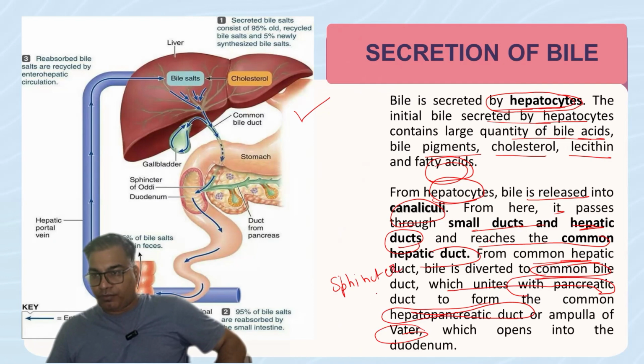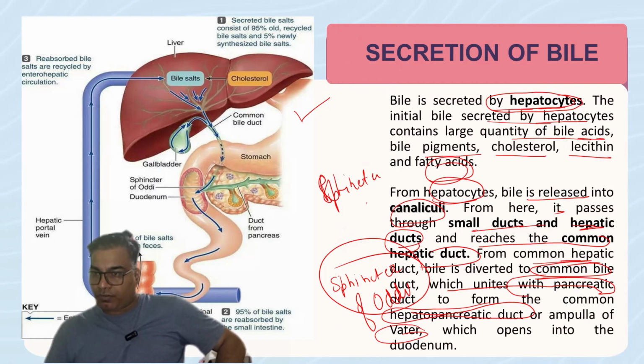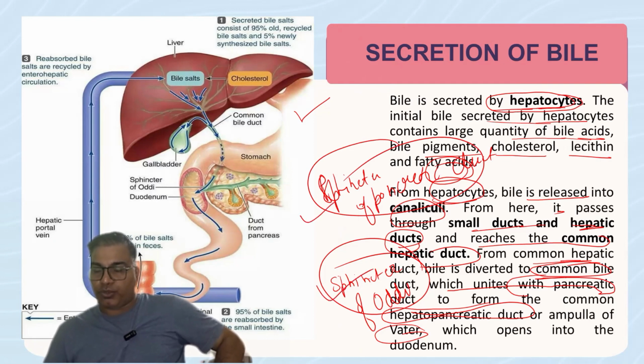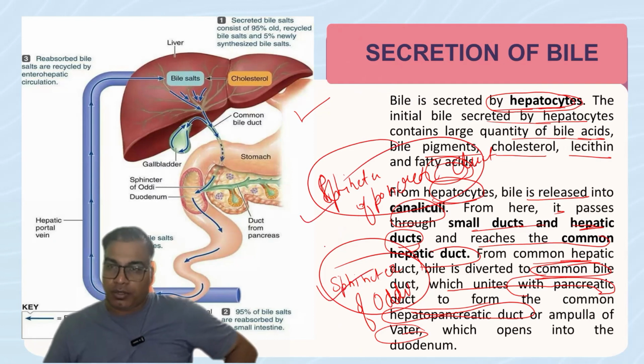and sphincter of pancreatic duct. These two sphincters control the movement of the gall bladder.